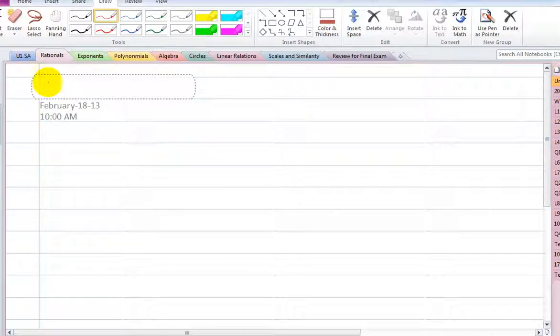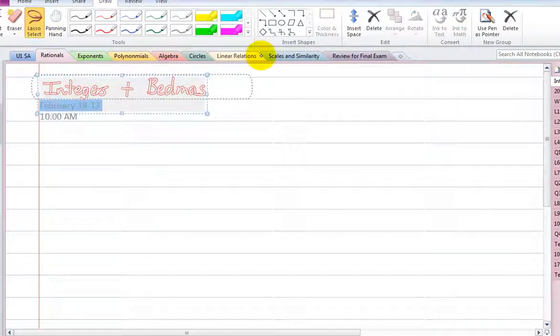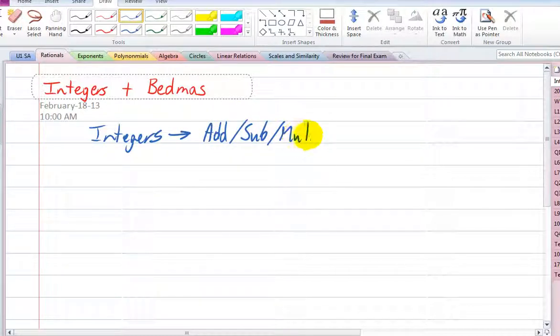Okay, so today the title is Integers and BEDMAS. What we're looking at today is adding and subtracting negative numbers. And of course, multiply, divide.